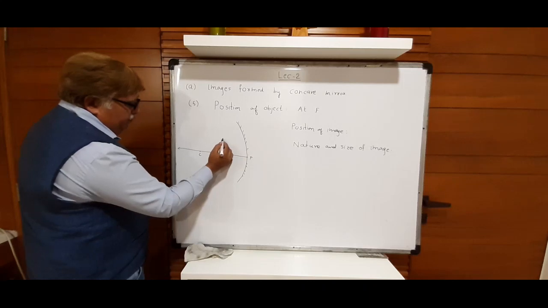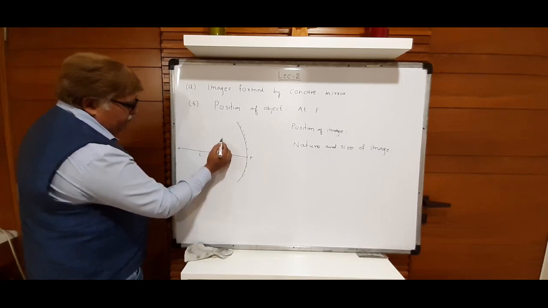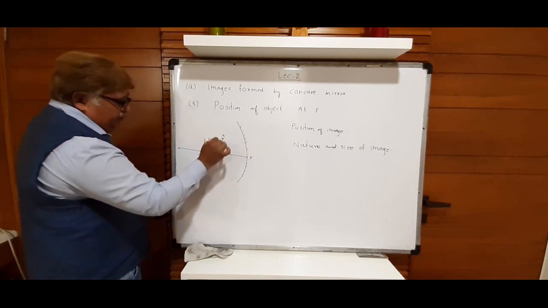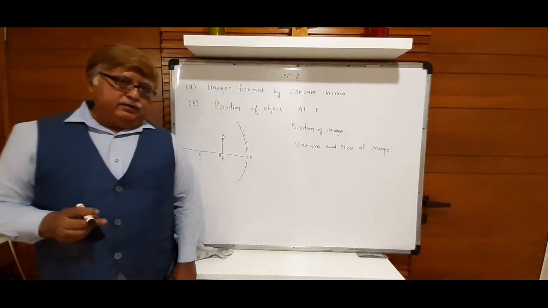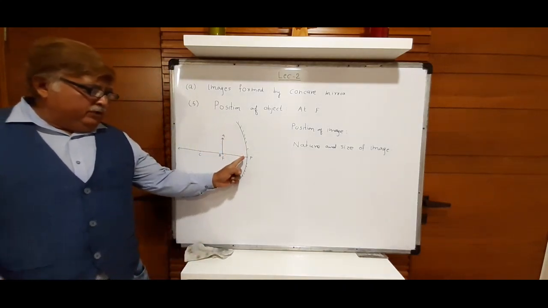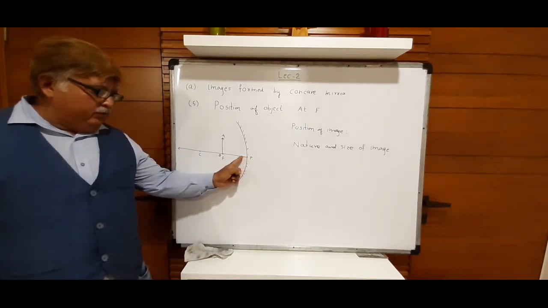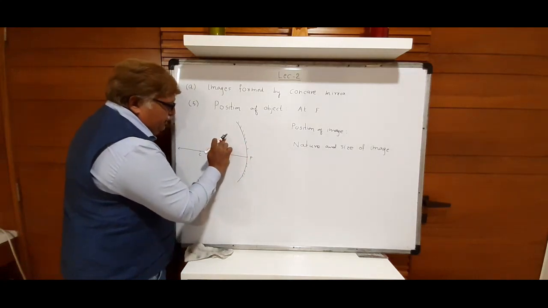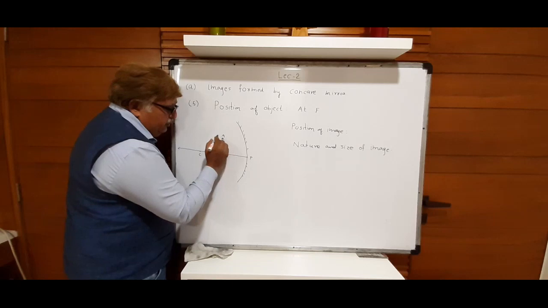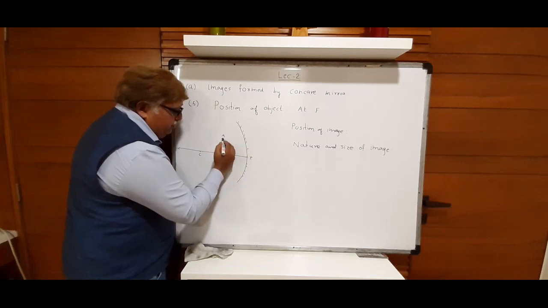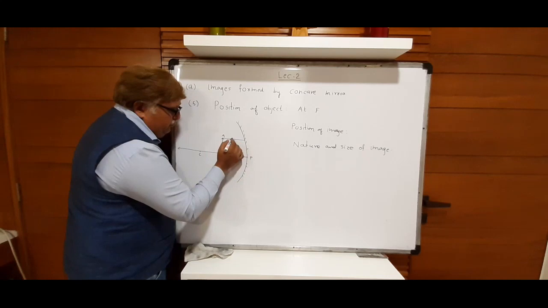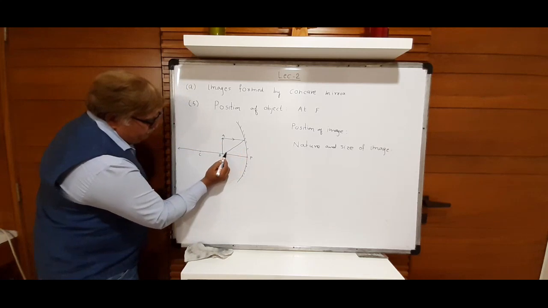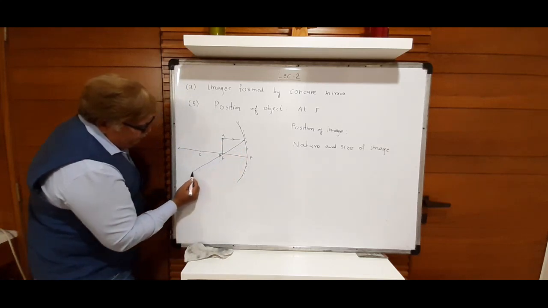Object is kept at F. AB is the object. Okay, you must have drawn with me at least up to this. Concave mirror exactly in the center, pole, focus and center of curvature. Now, object is already drawn here. First ray, my dear student, parallel to principal axis. After reflection, will pass through focus.